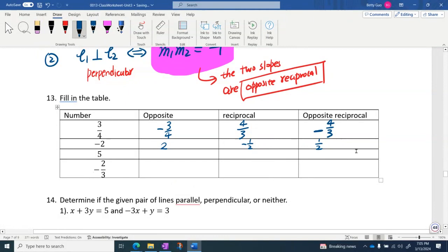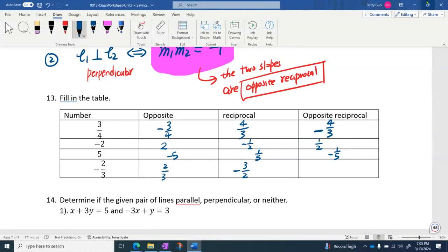Change the sign of the reciprocal. And 5: the opposite of 5 is -5. The reciprocal of 5 is 1 over 5. The opposite reciprocal is negative 1/5. The last one: the given number is negative 2/3. The opposite is going to be positive 2/3. The reciprocal is going to be negative, the reciprocal does not change the sign, by the way. Again, negative 3/2.